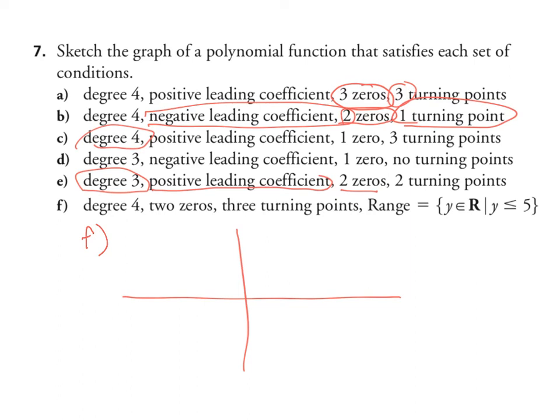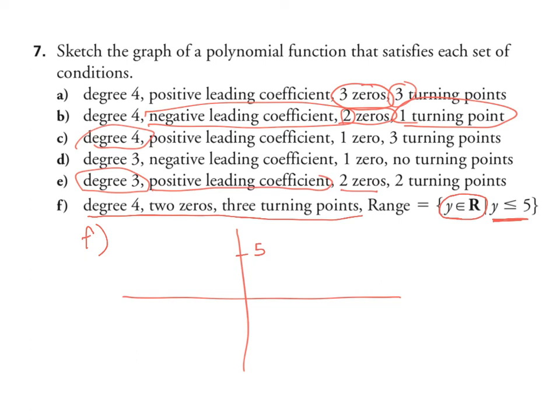It doesn't say anything about the leading coefficient. That's nice. Degree 4, 2 zeros, 3 turning points. So let's go and arrange. Oh, so y belongs to R such that y is less than or equal to 5. So it's not allowed to go above 5.